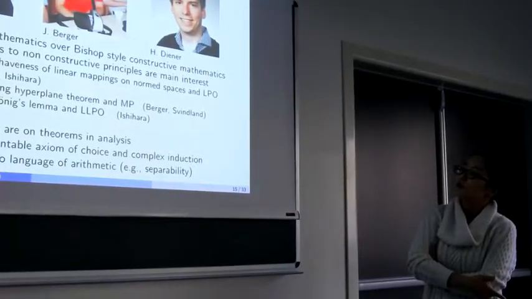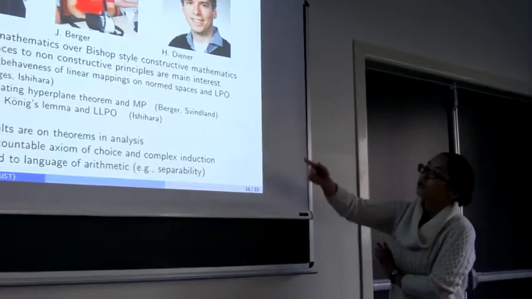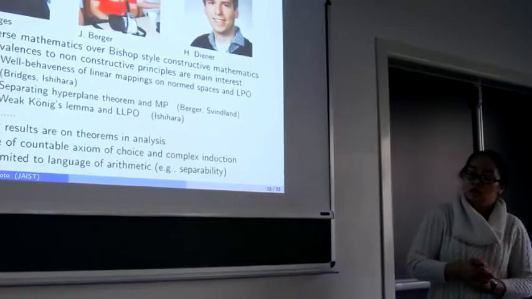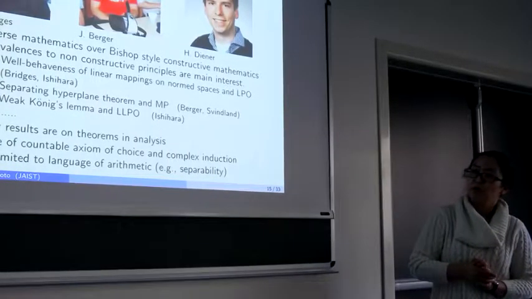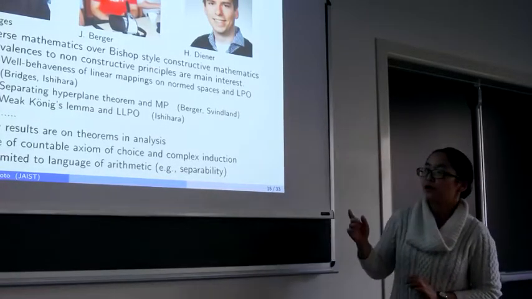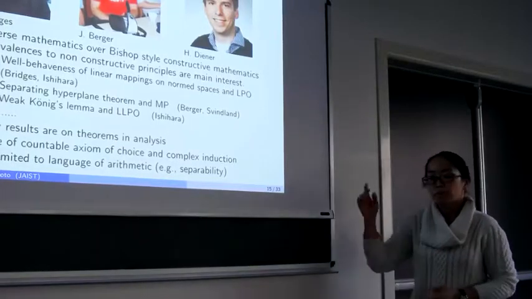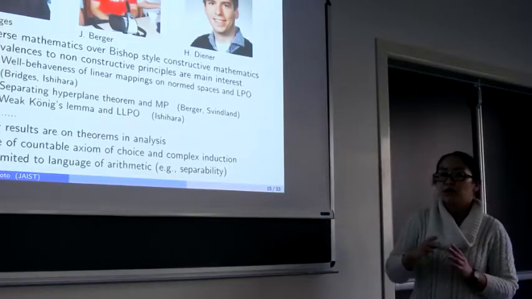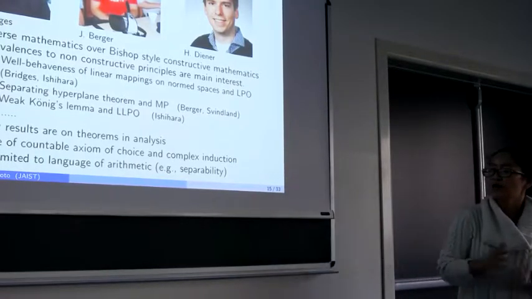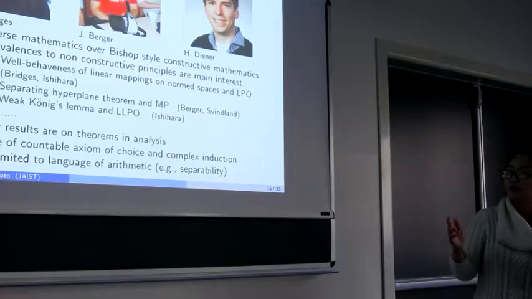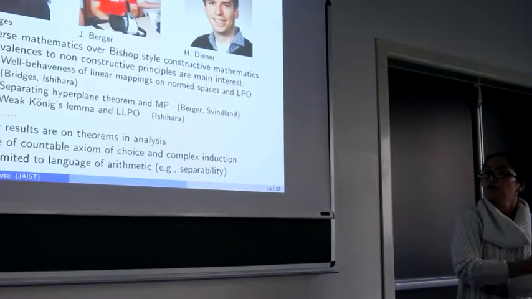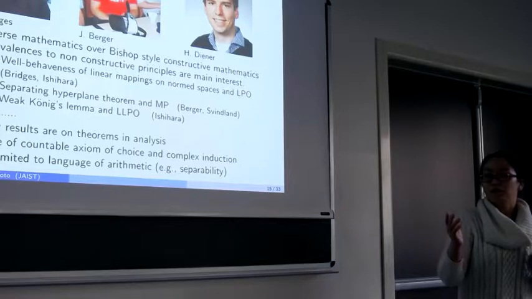And they also use complex induction. So this result, the separating hyperplane theorem and NP, is actually using Pi 1, 2, or Pi Sigma 1, 2 induction, if I formalize it. And the good thing is, because they don't use any formal language, they have no limitation of arithmetic. So one of the weak points of Friedman and Simpson's reverse mathematics is being limited to the language of arithmetic.